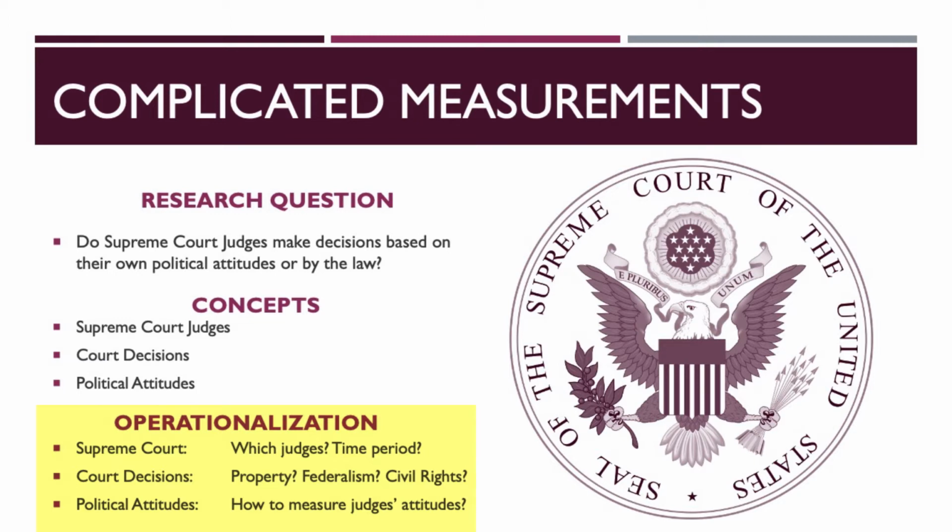How do we measure the political attitudes or political predispositions of a judge? Do we look at all of the cases in their history and whether they tend to make a liberal or conservative decision? What does that even mean? Do we look at the party of the president who appointed the judge and make an inference there? So you can see how really complicated operationalization can become depending on the complexity of the question itself.